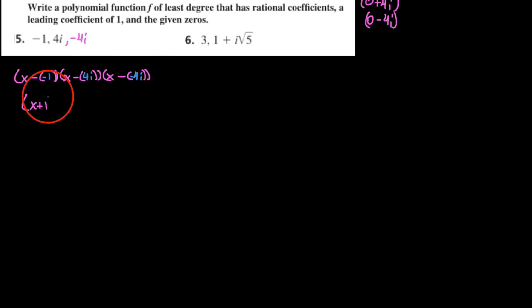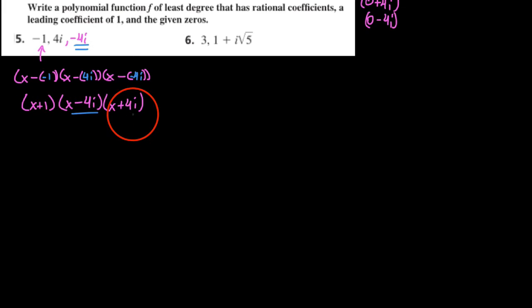Basically, we get x plus 1. If x equals negative 1 is a 0, then x plus 1 is a factor. And if x equals positive 4i is a 0, then x minus positive 4i is one of our factors. And here we get x plus 4i is one of our factors. So here is the polynomial. We just want to multiply all this back out. But the idea is that we have to have the complex conjugate in here, and we can write this as the product of 3 linear factors in this case.